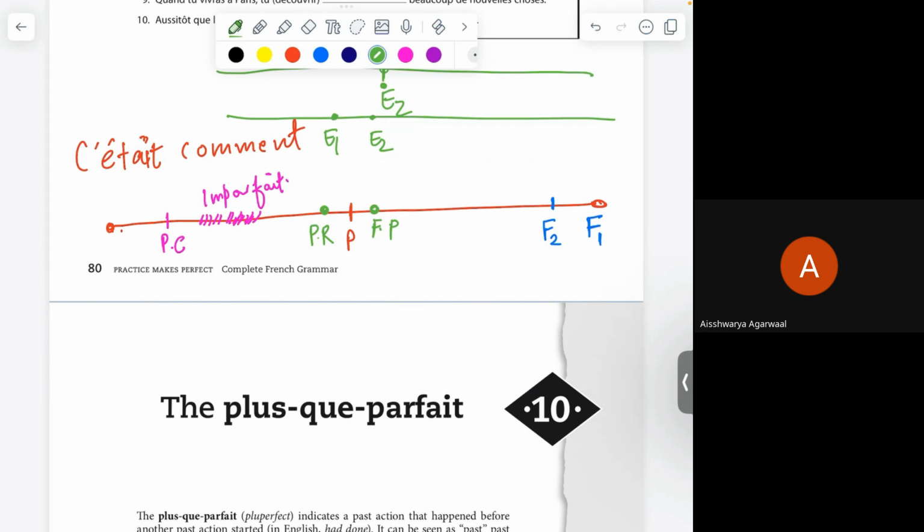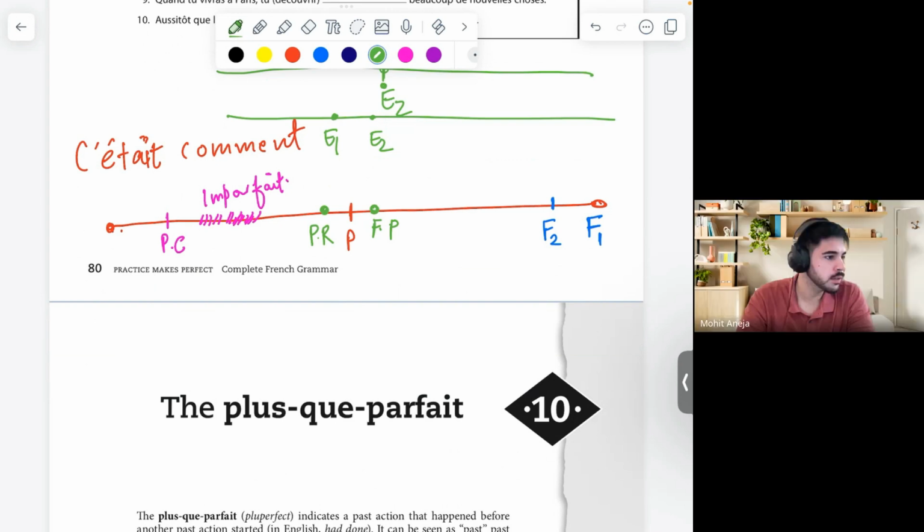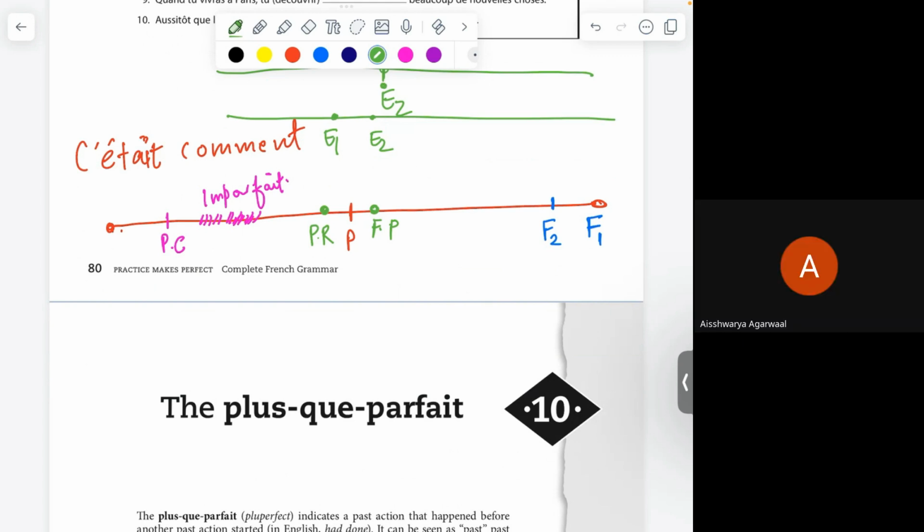So two events happening simultaneously, before and one is after. No, not simultaneously. The simultaneous definition is they happen at the exact same moment, and for that we have an entirely different thing in French, and we will learn that later. Okay, so two events happening, one is before, the other one is after.